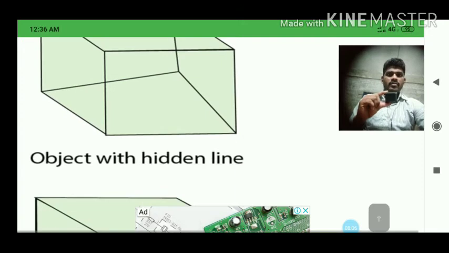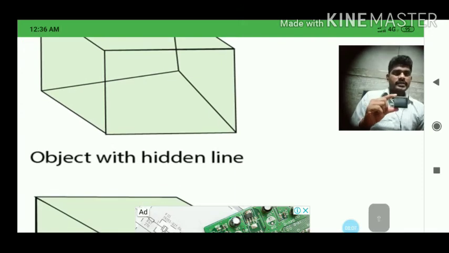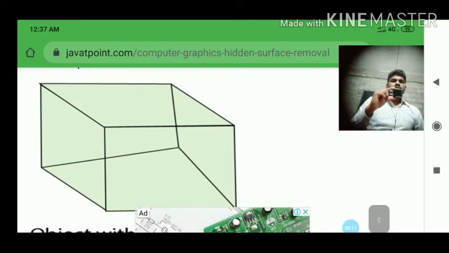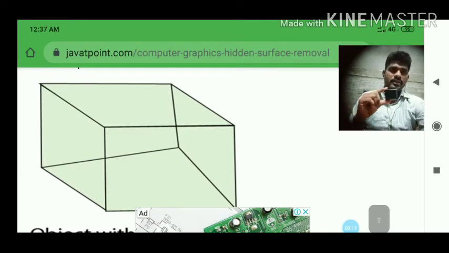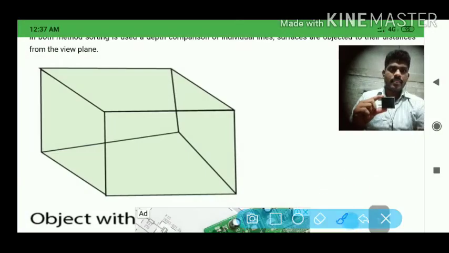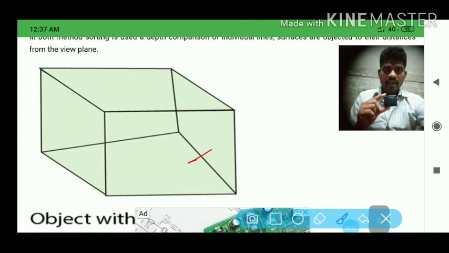So, what are the hidden lines here? Here the hidden lines are these lines. And this line, look here, I will explain clearly. What are the hidden lines? This line is a hidden line. And this line is a hidden line, and this one is a hidden line.